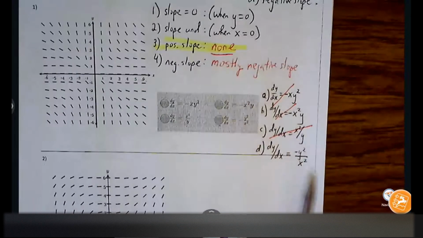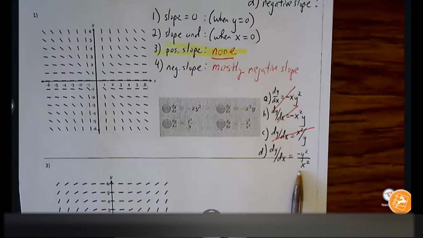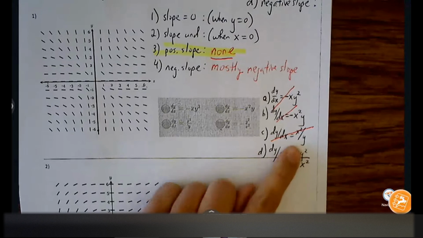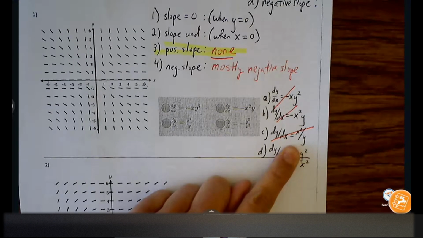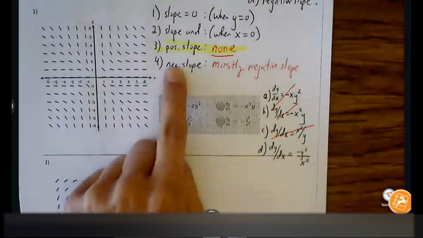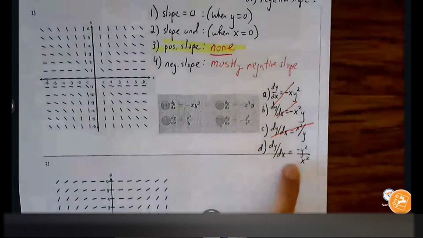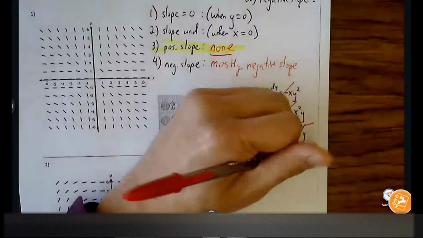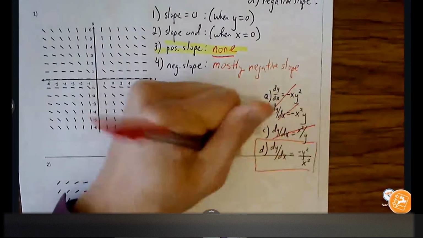But we can convince ourselves that this makes sense. There's no positive slopes here because x squared and y squared are always positive. That fraction is always positive, which is going to force this to always be a negative because there's a negative outside. So mostly negative, no positive. Just extra confirmation that D is the correct answer choice.